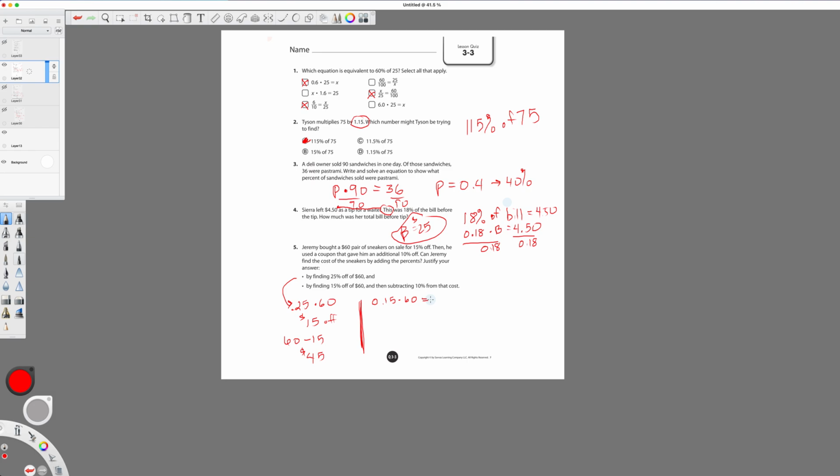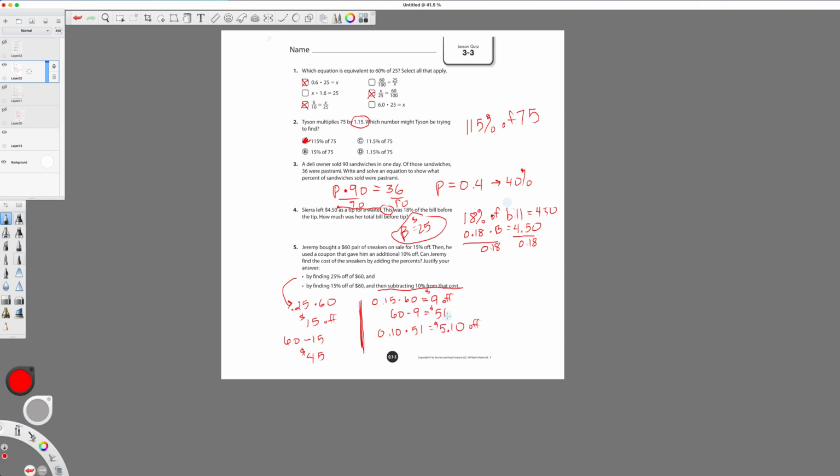And if I do that, 0.15 times 60, I get $9. But that's how much off, so I have to take $9 off of 60, leaving me with 51. And now I have to subtract 10% from that. So I have to find 10% of 51, which is $5.10. But again, that's how much off.